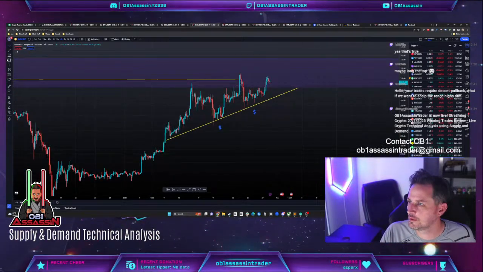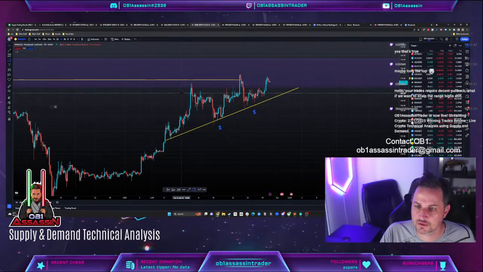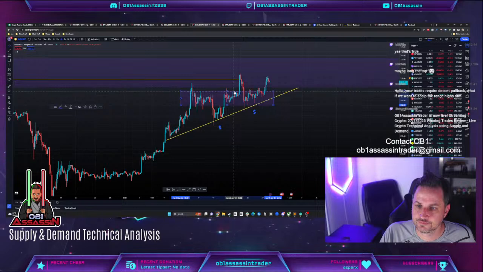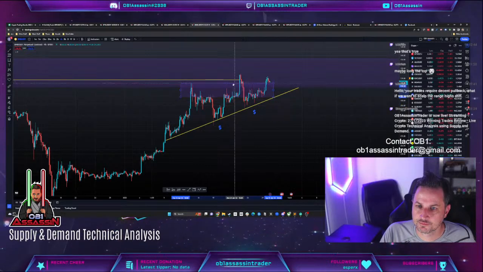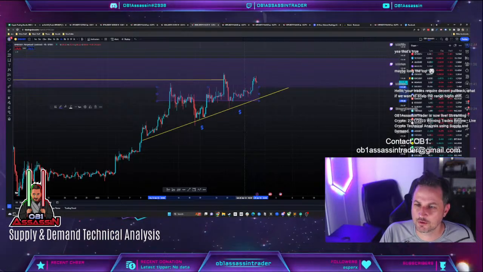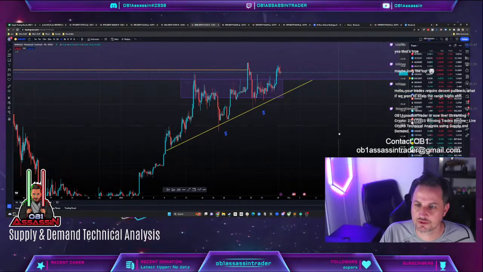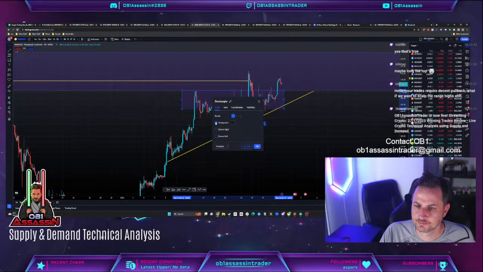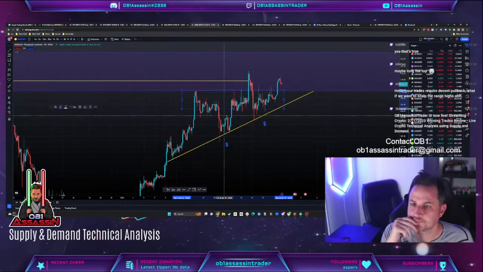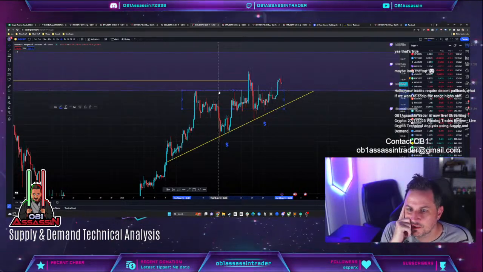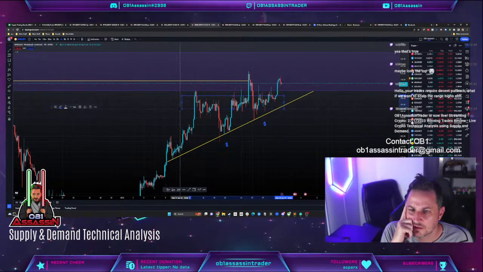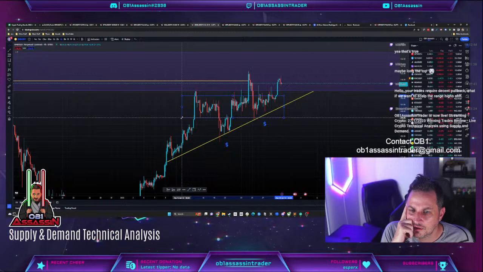In terms of order blocks, here we go. Order blocks and supply and resistance. We've got supply and resistance zones. It's a bit all over the place, honestly, with Sol. Where does this sit? I guess there's resistance there. And here.